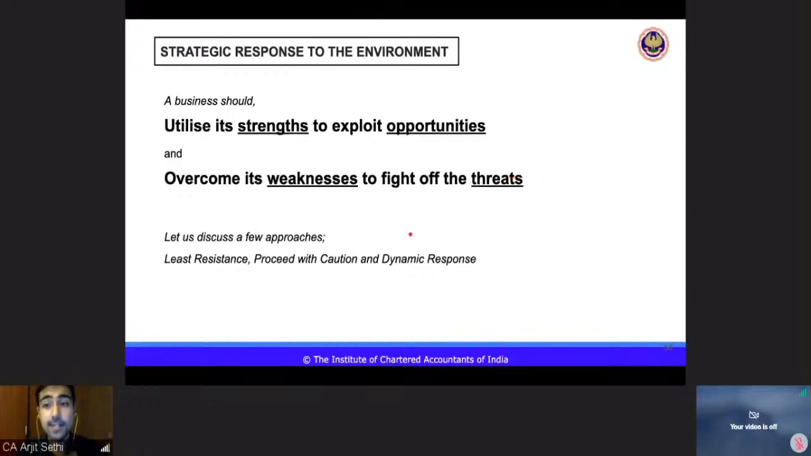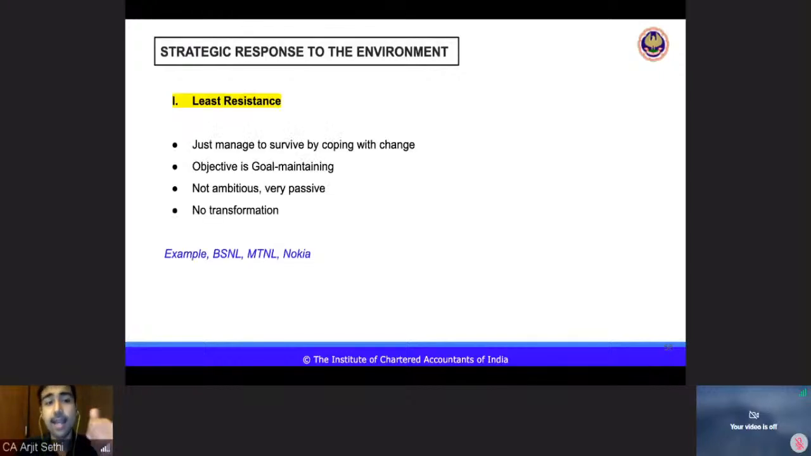Now, we will discuss the final component: how can a company respond to all this? If I do a SWOT analysis and a PESTLE analysis, I find out what are the components that are affecting me. Now, what are the different approaches I can have to react to that? Very quickly and very simple topic. So the first one is I can be least resistant, right? First, a response to the environment.